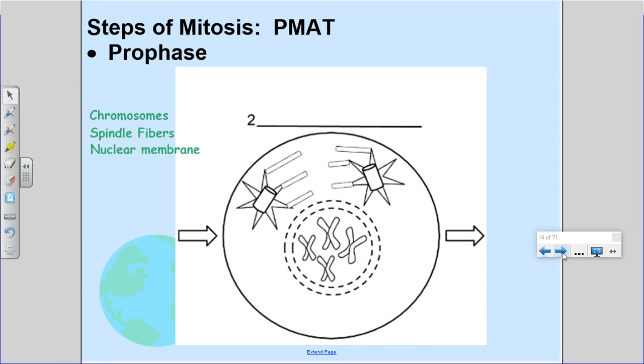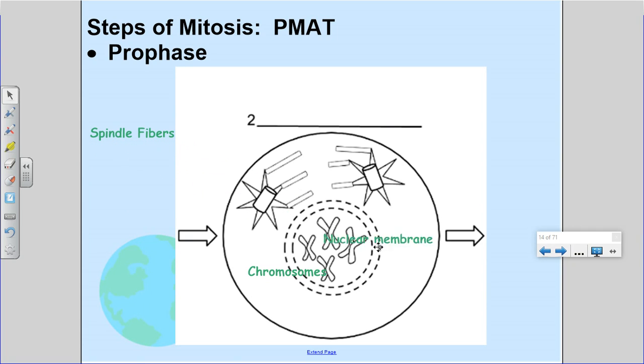Okay, let's move on. So the stages of mitosis. Remember PMAT. P will be prophase. During prophase, the cell prepares for mitosis. This includes chromatin condensing to form chromosomes. This makes it easier for the cell to evenly divide its DNA.